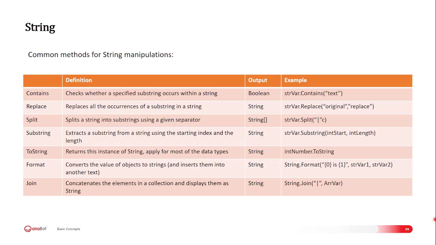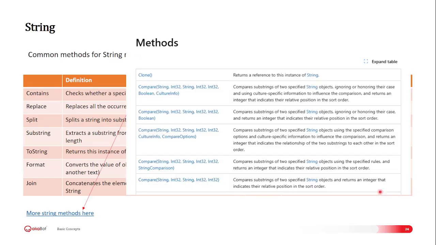Lastly, we have toString. This method is used to convert any data type to a string. For example, if you have a number stored in an integer variable, you can use inNumber.toString to convert it into its string representation. And you can also find all the necessary methods at the reference below.